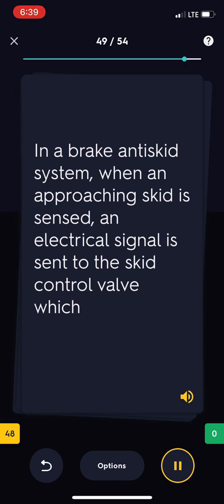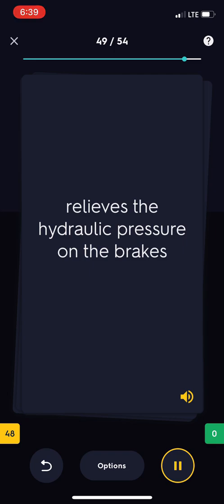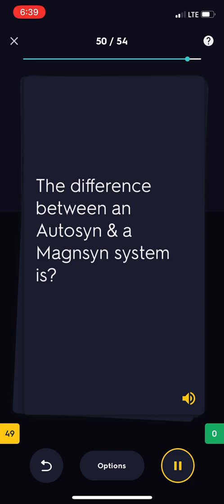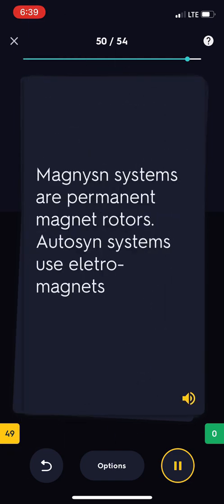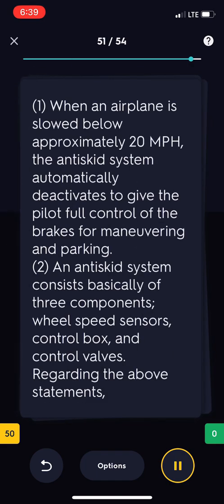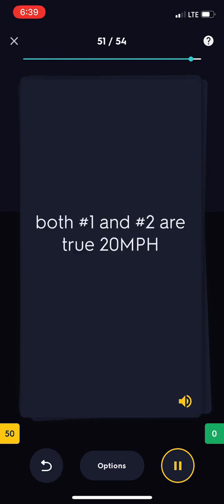In a brake anti-skid system, when an approaching skid is sensed, an electrical signal is sent to the skid control valve which relieves the hydraulic pressure on the brakes. The difference between an Autosyn and a Magnuson system is Magnuson systems are permanent magnet rotors. Autosyn systems use electromagnets. Both number 1 and number 2 are true. 20 miles per hour.